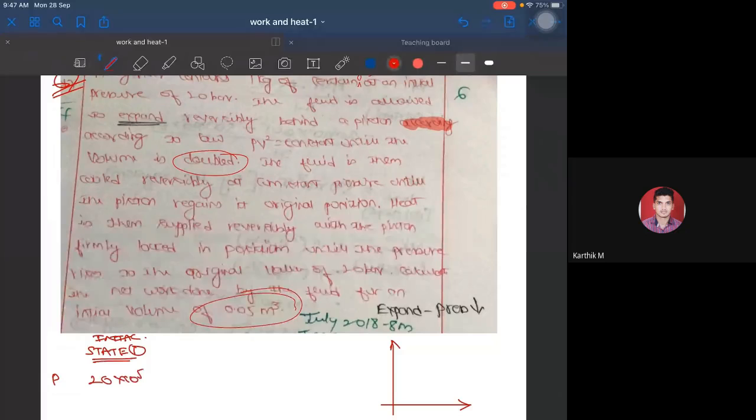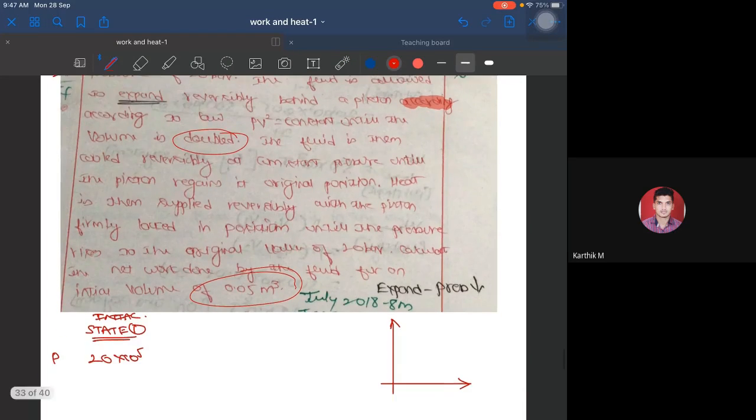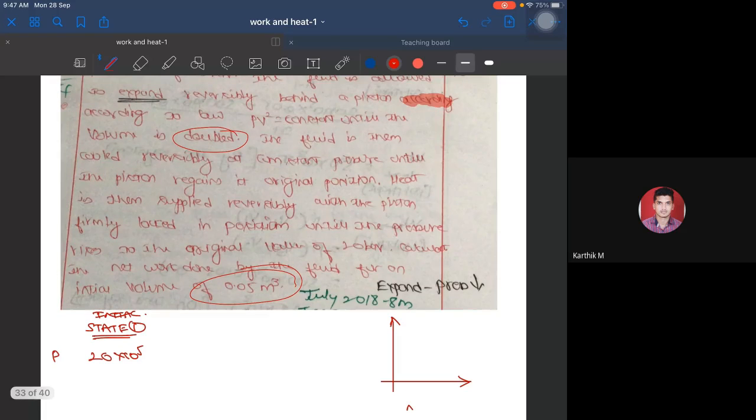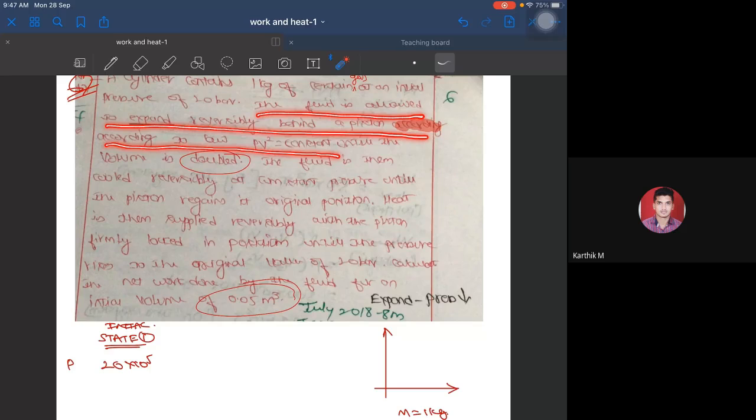Now, secondly, he says the cylinder contains 1 kg of mass, right? So the mass of the gas is given. I will write it here: mass of the gas is given as 1 kg. That is your first statement, the data extraction. Now the second statement: the fluid is allowed to expand reversibly behind a piston according to the law PV squared equals constant until the volume is doubled.